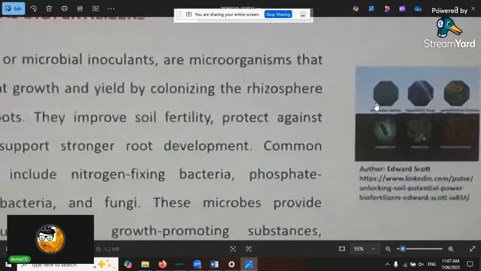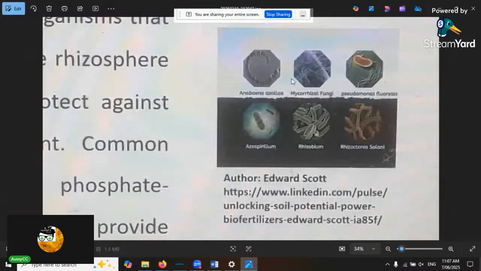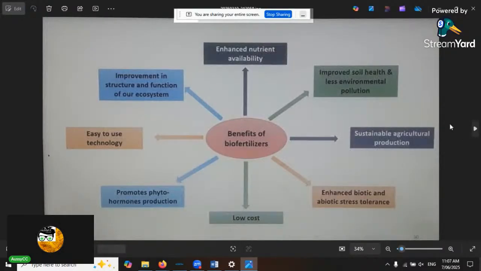And let's have a look at that. So there's a few different types. Anabaena, Azolla, that's spirulina. Pseudomonas fluorescens, I use that one as well. Azospirillum, Rhizobium. Rhizoctonia solani.